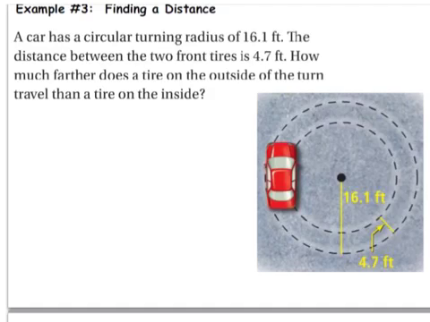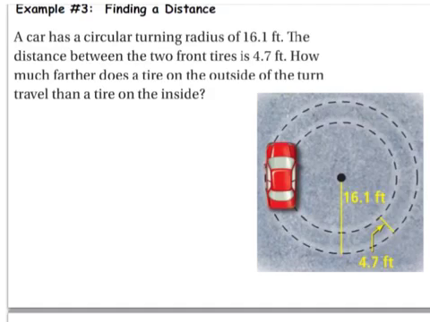A car has a circular turning radius of 16.1 feet. The distance between two front tires is 4.7 feet. How much farther does a tire on the outside of the circle travel than a tire on the inside?